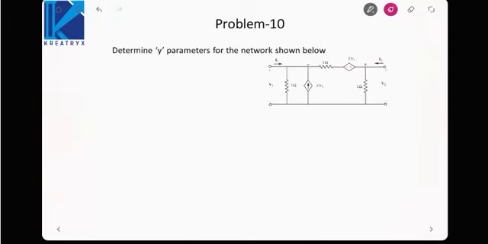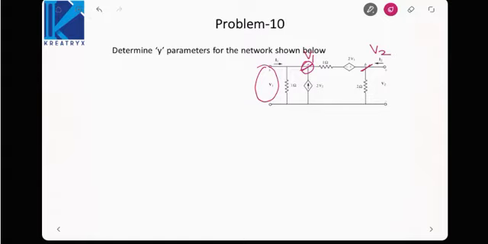In this problem, it is asking us to find the admittance parameters or Y parameters for this network. So let us apply nodal analysis. As you know, this is the voltage V1 here. So voltage at node A is V1 and voltage at node B will be V2. Now let us apply KCL at node number A.